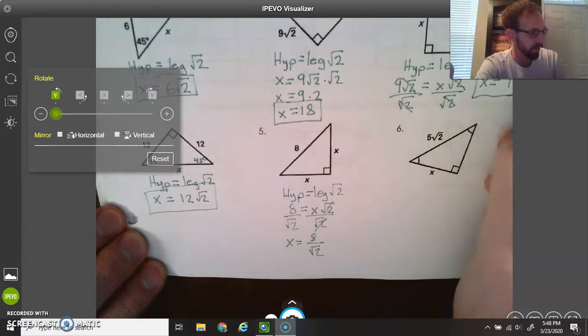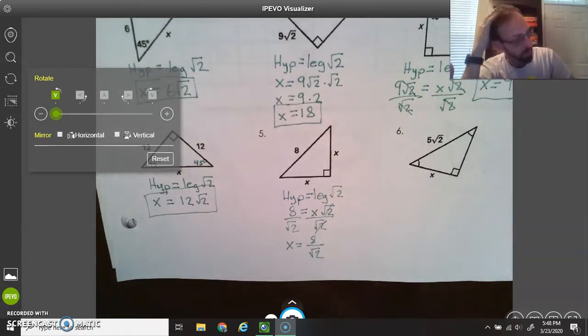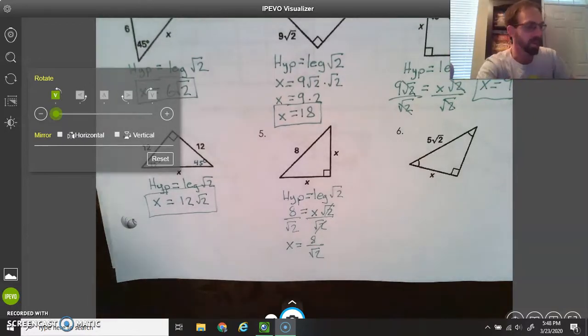This is called having a radical in the denominator. It's not correct. If you marked this on the ACT, for example, you'd be marked wrong because we didn't simplify. It's called rationalizing the denominator. Not going to worry about that yet.